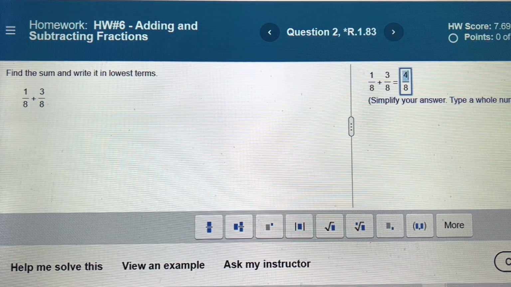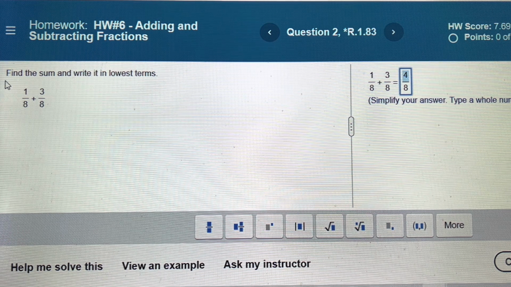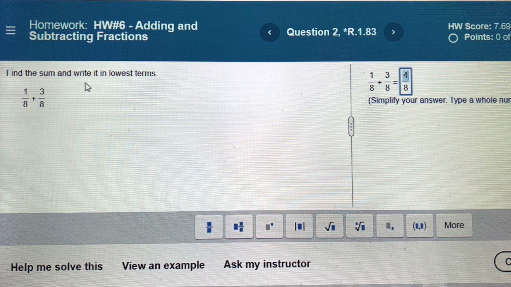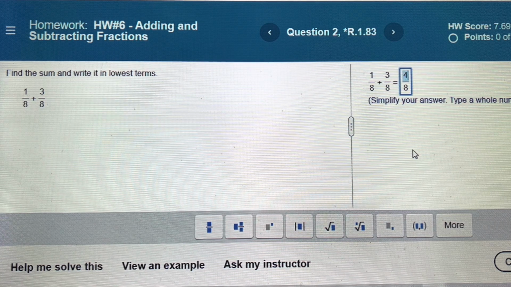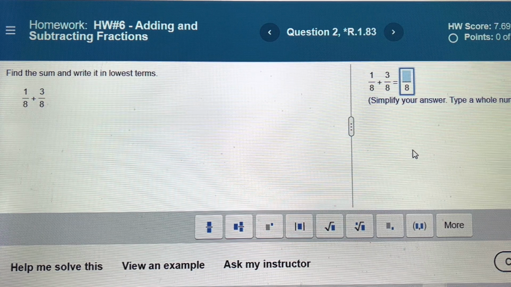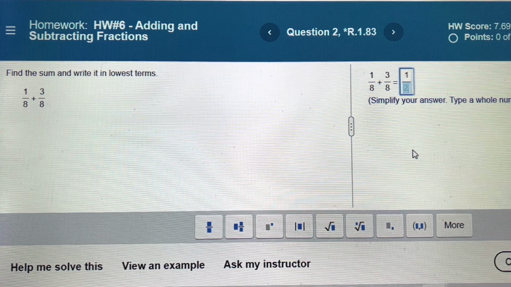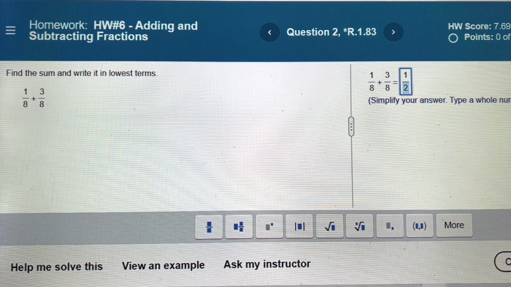Now type a whole number or a fraction. It doesn't specify if they want us to reduce the fraction or not, although it does. I just noticed over here it does say find the sum and write it in lowest terms. So 4 over 8, this is not reduced. Both of those can divide by 4. 4 divided by 4 is 1, and 8 divided by 4 is 2. So if we didn't do that, they would have counted it wrong because they did ask for it in lowest terms.